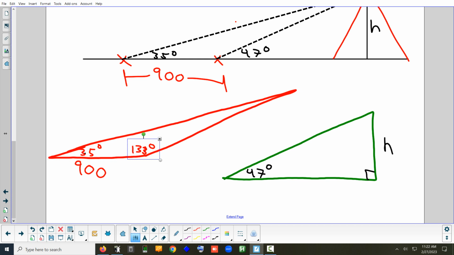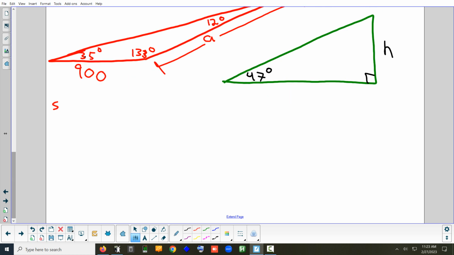What's 133 plus 35? Subtracted 47 from 180, it's 133. So if you add these together, 133 and 35, that gives you 168, which means this angle is how much? 12. Now you know an angle and the side across from it, so we can set up law of sines. And let's solve. Let's call this side from here to here A. We're going to solve for A.